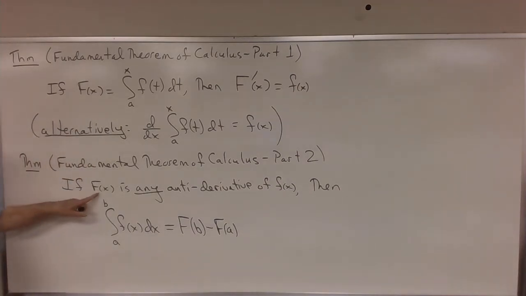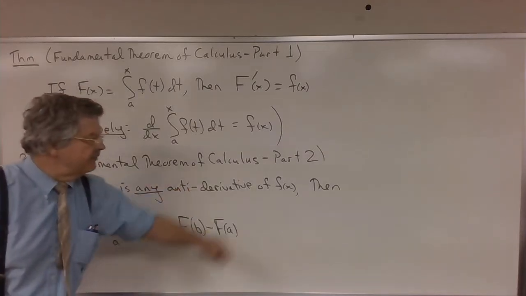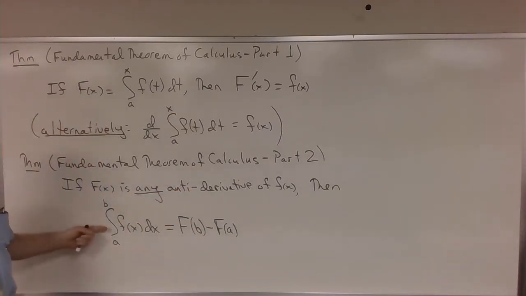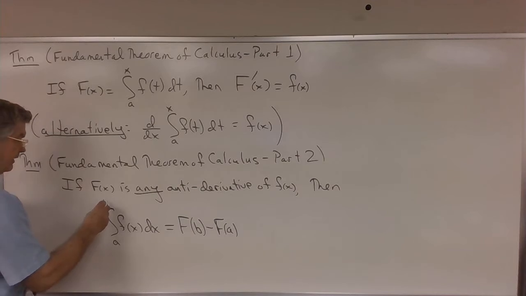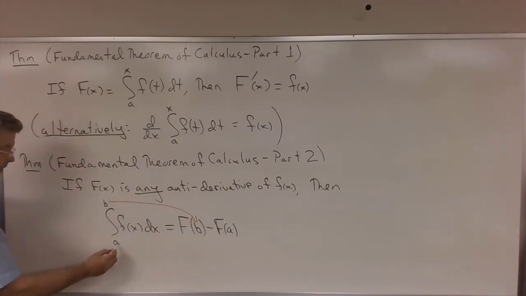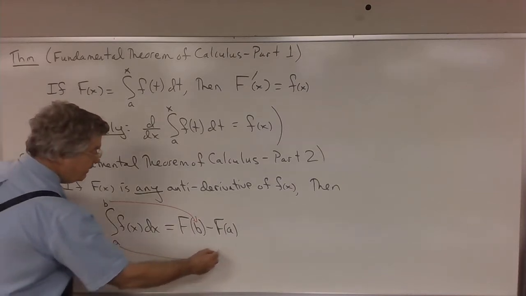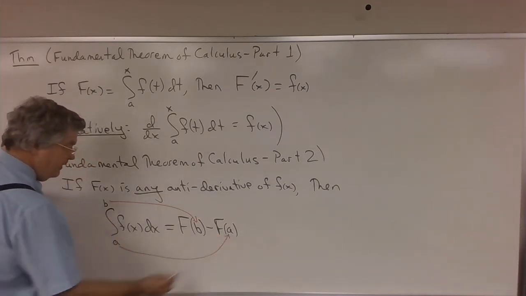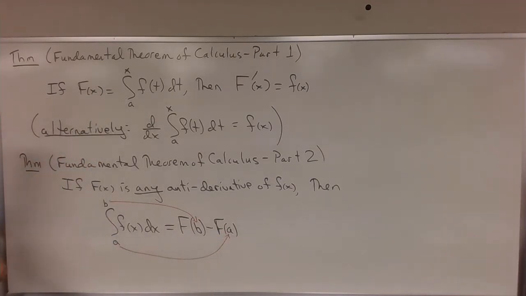So if capital F of x is any antiderivative of little f of x, then the definite integral of little f of x dx from x equal a to x equal b is the antiderivative capital F evaluated at the upper limit minus the antiderivative capital F evaluated at the lower limit.